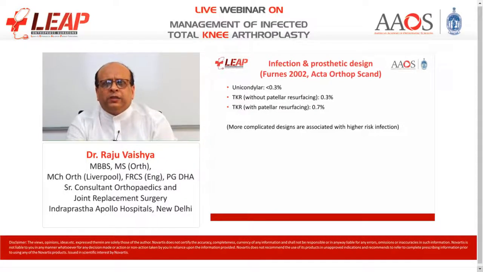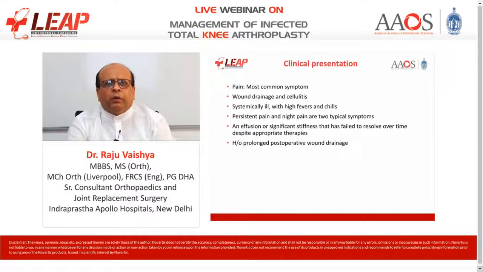So how do these cases present? After total knee arthroplasty, pain is the most common symptom that the patient presents with. There could be wound drainage and cellulitis that make the clinical diagnosis simple and obvious. Patients, especially those who are immunocompromised, could be systemically ill with high fever and chills. There could be persistent pain and night pain, and these two symptoms are very typical.